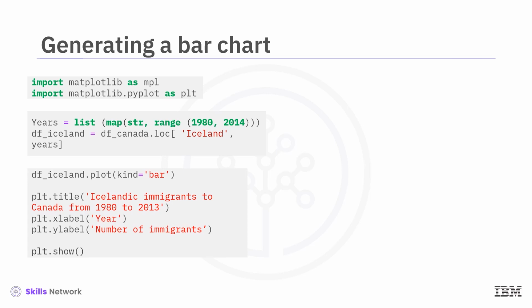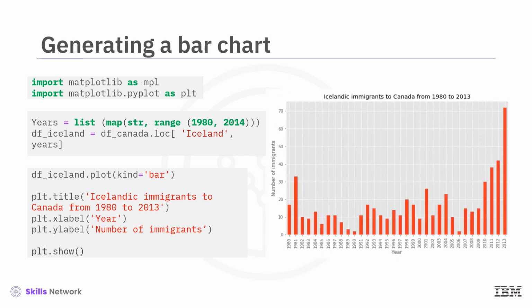To complete the figure, we give it a title and label both of its axes. Finally, we use the show function to display the figure. And there you have it. A bar chart depicts immigration from Iceland to Canada from 1980 to 2013. By examining the bar chart, we notice that immigration to Canada from Iceland has seen an increasing trend since 2010.